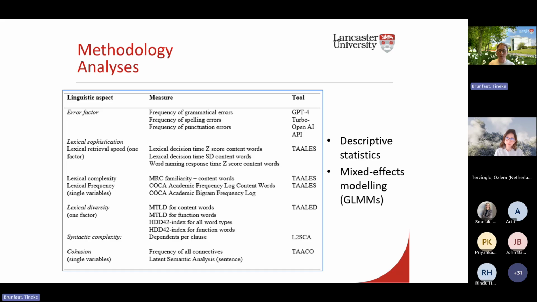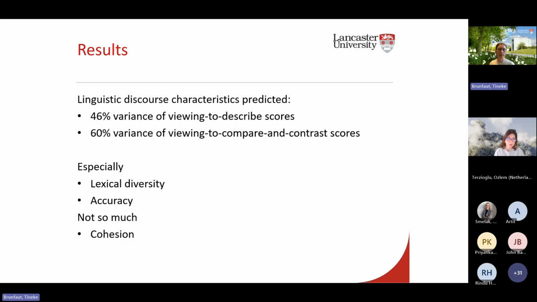Again, we ran several stats on this. And to give you the main findings of that analysis, we found that those discourse characteristics do explain a significant amount of the variance in the two task types. And in particular, lexical diversity and accuracy factors seem to really contribute to that explanation.